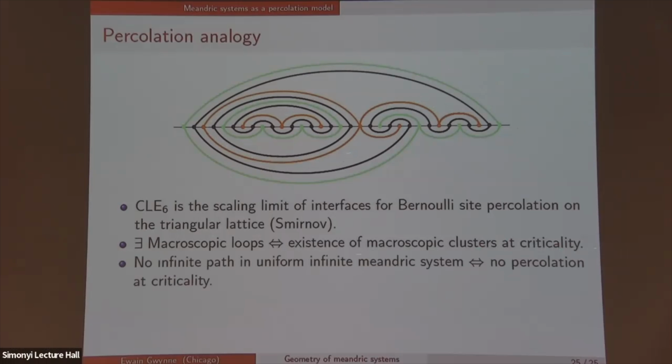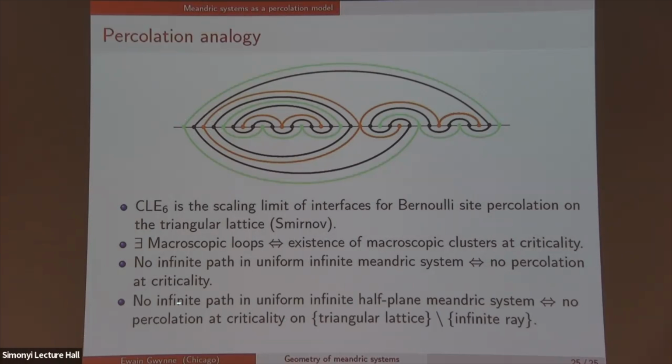In a similar vein, showing that there's no infinite path in the uniform infinite meandric system is analogous to showing that there's no infinite cluster at criticality for a percolation model on a fixed graph. Again, if you look at the infinite volume version of this, it's not too hard to see that existence of an infinite path is equivalent to existence of infinite green and orange clusters.